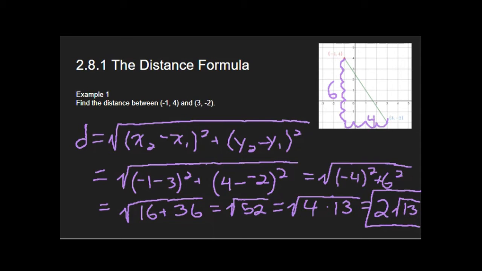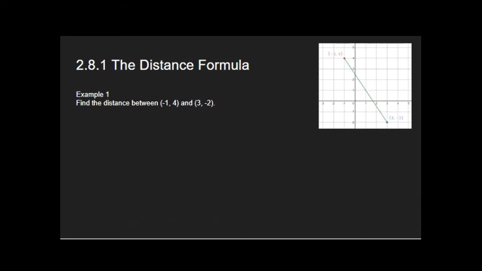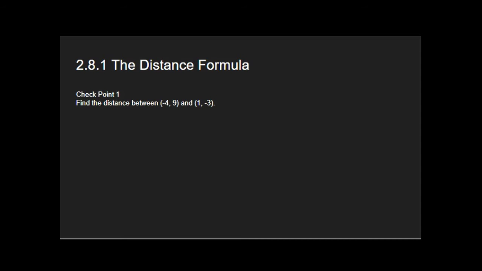Now you are going to try it with this checkpoint. Find the distance between -4, 9 and 1, -3. So go ahead and solve that out, come up with an answer, and then continue to see if you did it right.